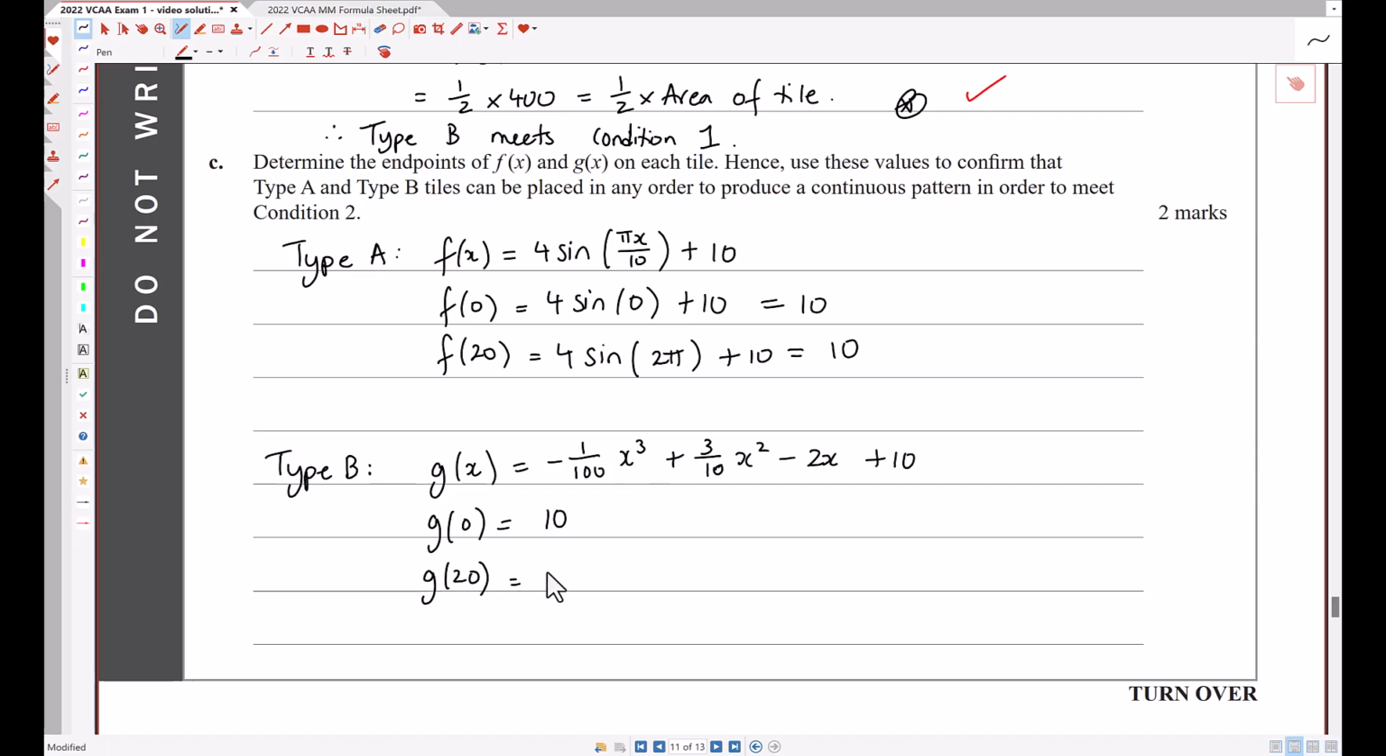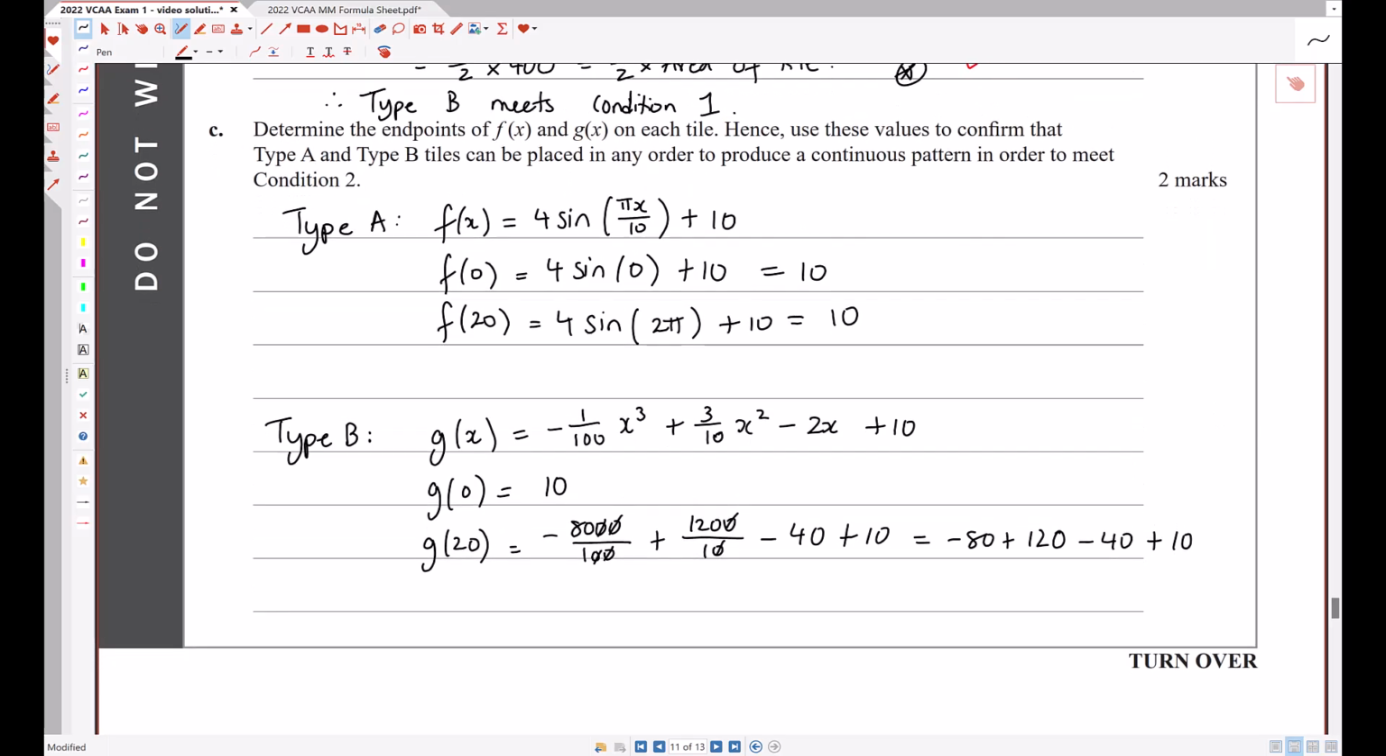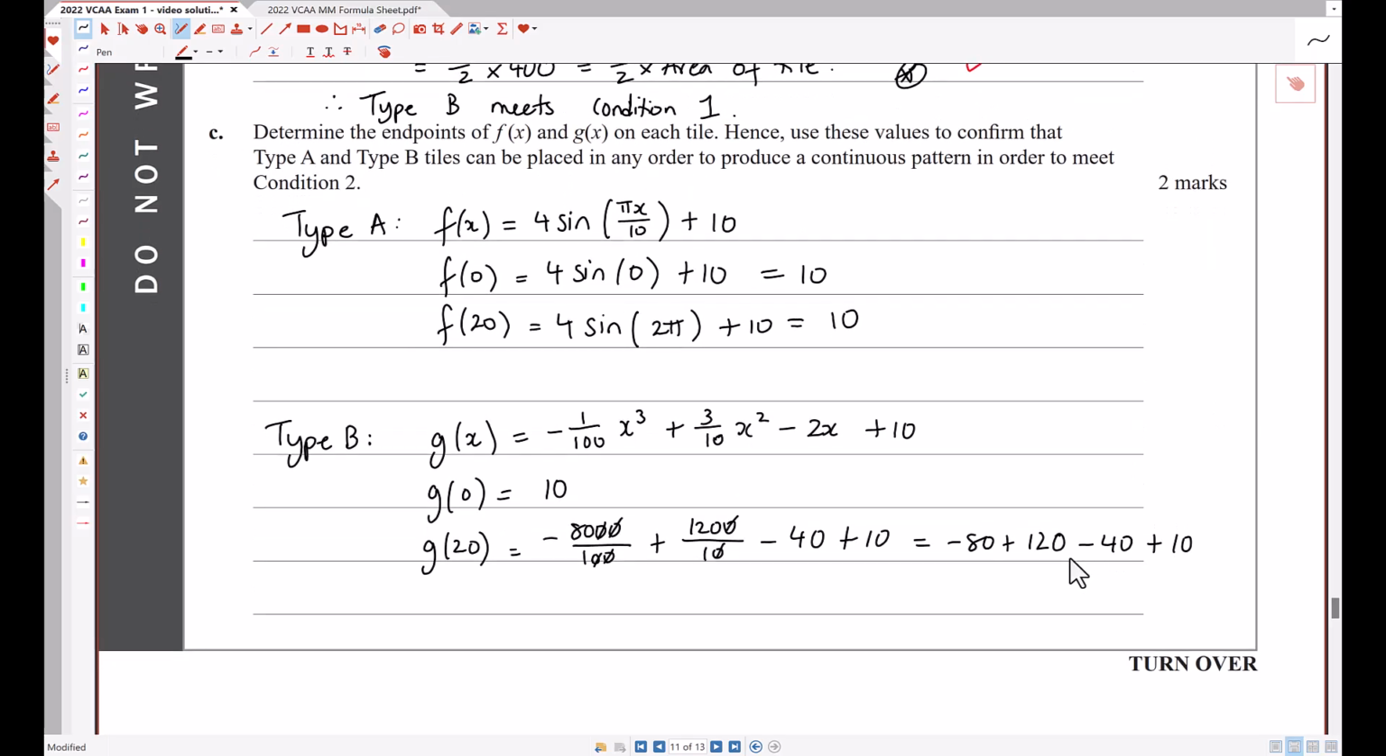So 20 cubed was 8,000, so it's going to be negative 8,000 on 100. So that's going to be 80. Plus 20 squared was 400, so it's going to be 1,200. Oops, sorry, not 12,000. 1,200 on 10. It's going to be 120. Minus 2 times 20, which is 40, and plus 10. So that is negative 80 plus 120, minus 40 and plus 10. So the negative 80 and the negative 40 are negative 120, so they cancel with the positive 120, and therefore we just get 10.